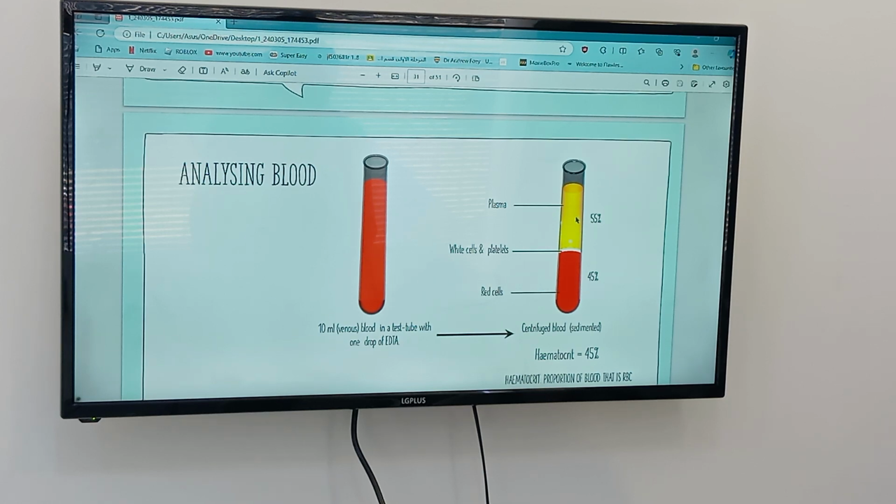The rest of the tube will be filled with the plasma. It consists of 55% of the whole blood. When we want to do a test, for example, some of the tests need just the plasma, or others need just white blood cells, or if we want to study the hormones, enzymes and others, we can work on red blood cells.